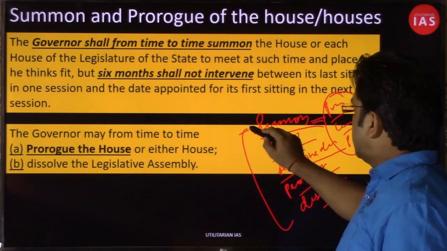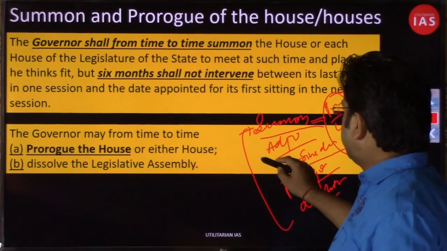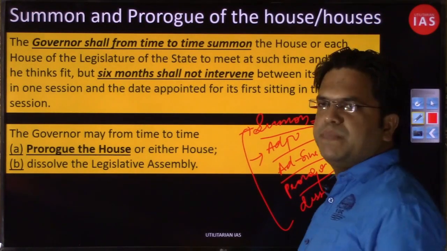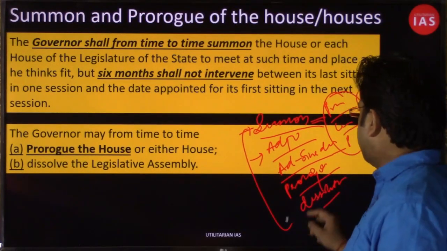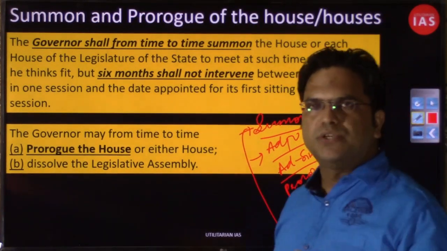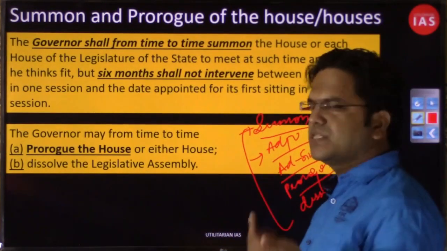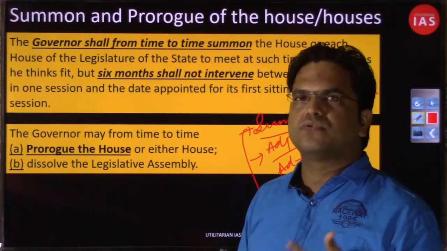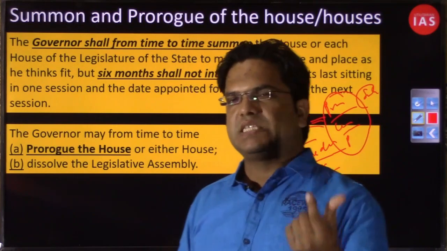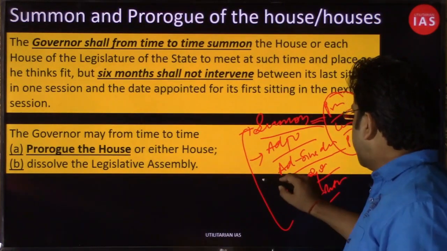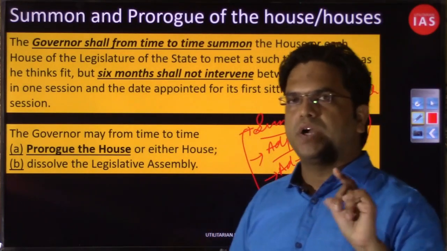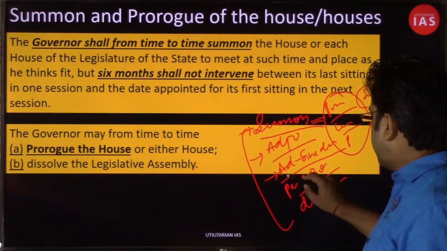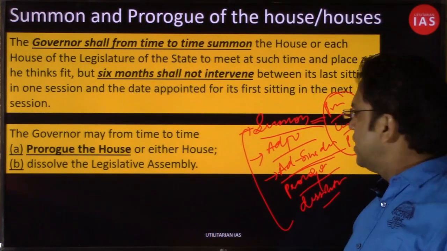Summon means calling a house into business. Adjournment means suspending the business of the house for a limited period, for 2 hours, 4 hours, 2 days, 3 days, that is, defining the time within which the house is going to convene or for which it will remain suspended. Adjournment sine die means suspending the business of the house for an unlimited period without defining the time. That is the meaning of adjournment sine die.